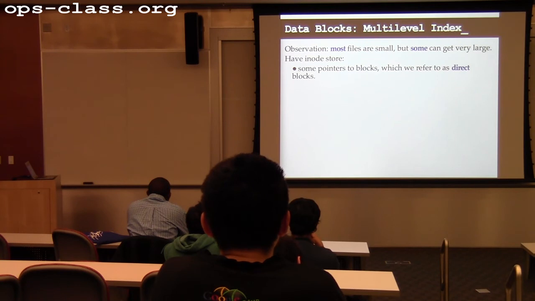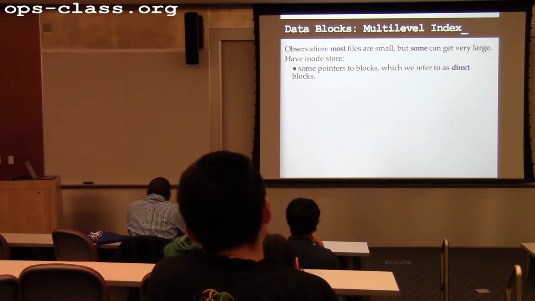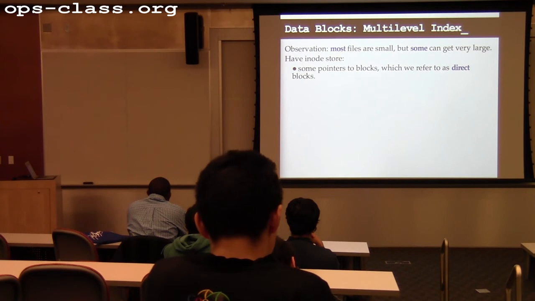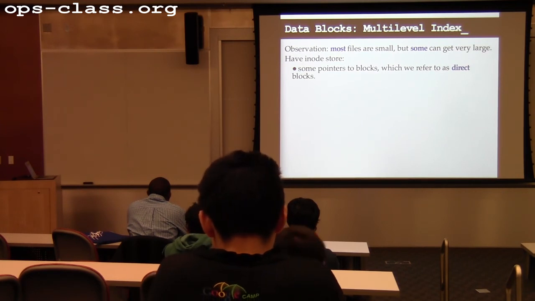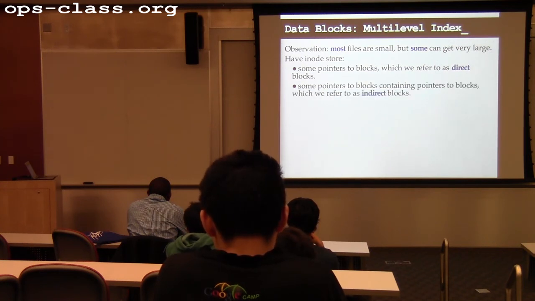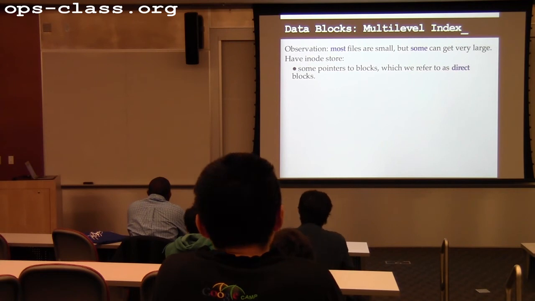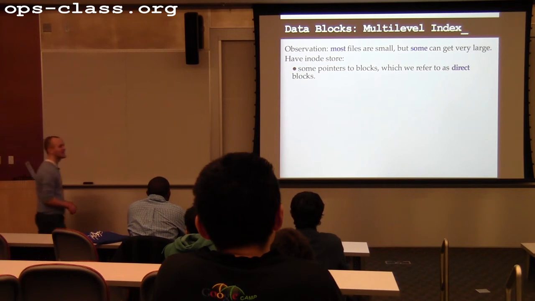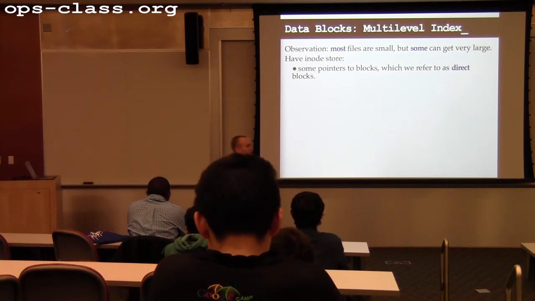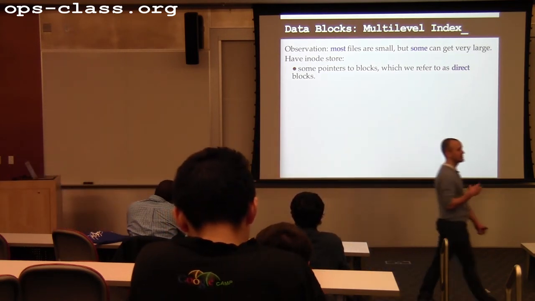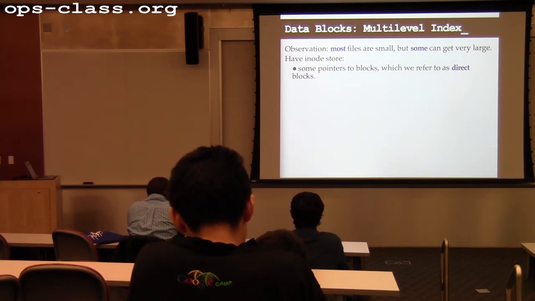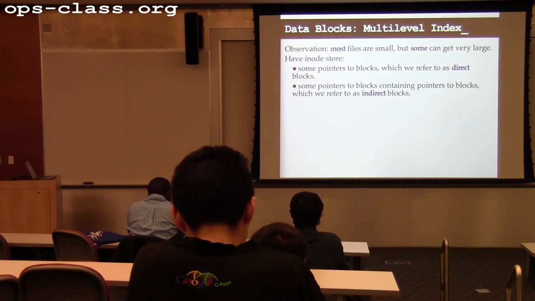The way that we do this is the following. The inodes can store several different types of pointer, and usually inodes are set up to store various types of these. So inodes will have some references potentially to data blocks themselves. We call these direct blocks. Direct blocks are directly linked to the inode, so finding a direct block is a very easy process. I find the inode, and the first bit of the file is stored in the direct blocks.